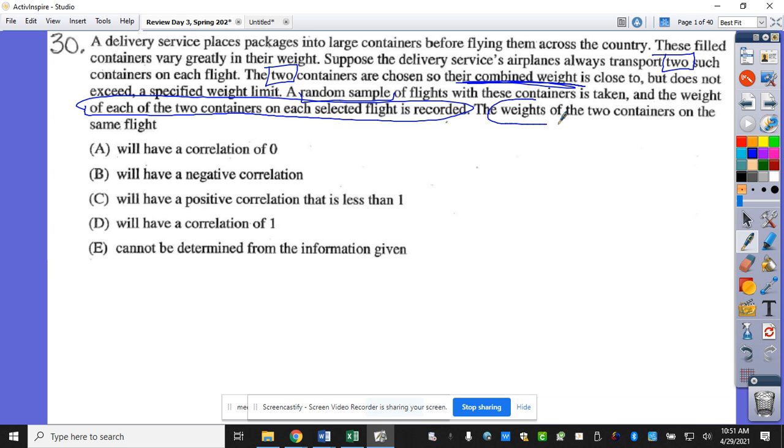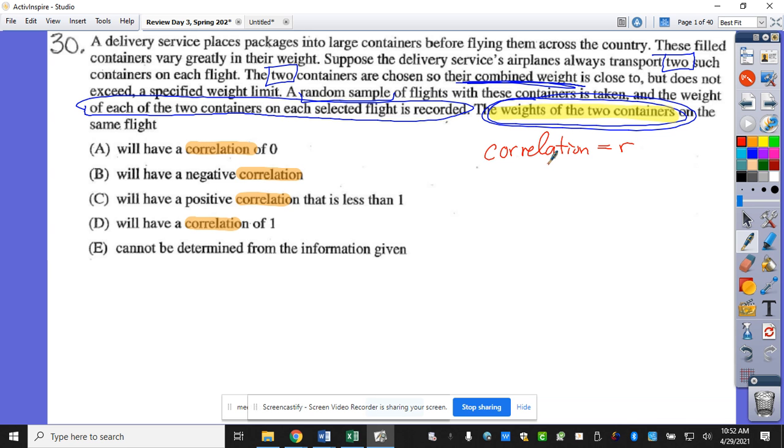So the weight of these 2 containers is something. Well, all of these problems are talking about what? Correlation. So use the answer choices to help give you a direction. We know I'm dealing with correlation. Again, I go off topic a lot here. So correlation means what? R. What do I know about my values of R?